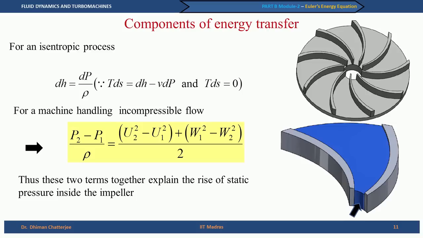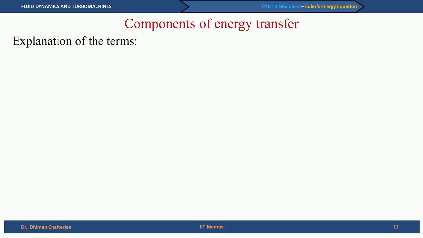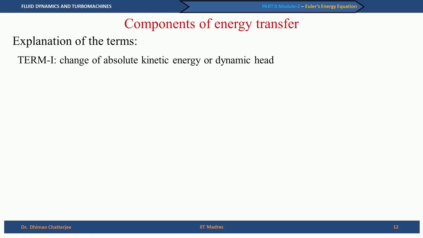So, let us look at the term wise contribution of the first, second and third term now. When we look at the first term, it says the change of absolute kinetic energy or the dynamic head. That is very clear because we are talking about C2 square minus C1 square. Now, you may say that W2 square minus W1 square is also a change of kinetic energy. But what about U2 square minus U1 square?